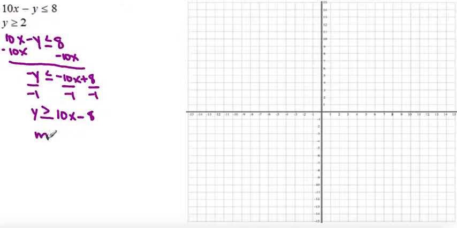Okay, so my slope here is 10 over 1, and my y-intercept is negative 8. So I have to start at my y-intercept at negative 8. Right, and then slope is 10 over 1, so I go up 10, over 1.